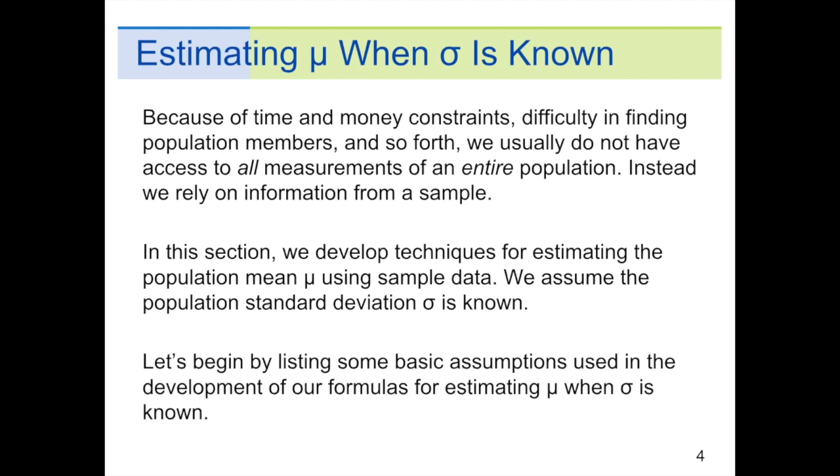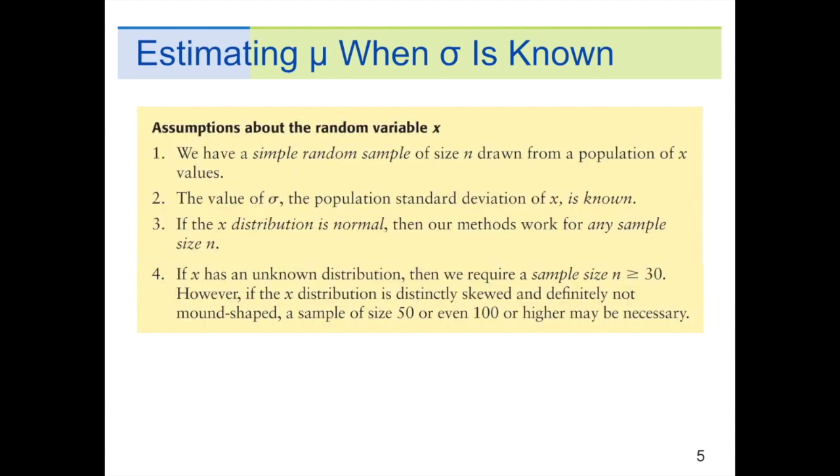Let's begin by listing some basic assumptions used in the development of our formulas for estimating mu when sigma is known. We have assumptions about the random variable x. 1. We have a simple random sample of size n drawn from a population of x values. 2. The value of sigma, the population standard deviation of x, is known. 3. If the x distribution is normal, then our methods work for any sample size n.